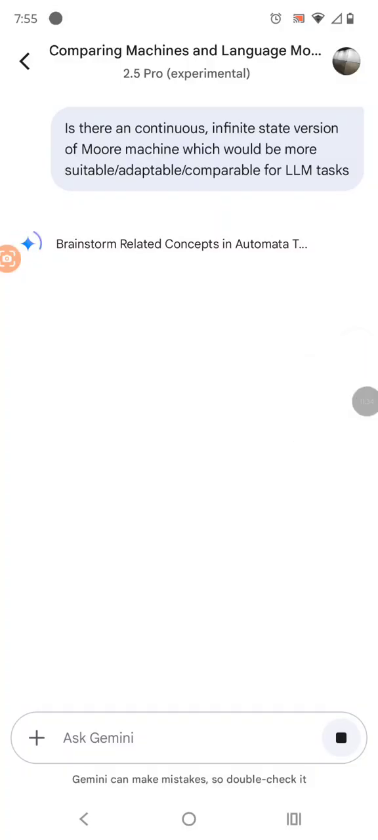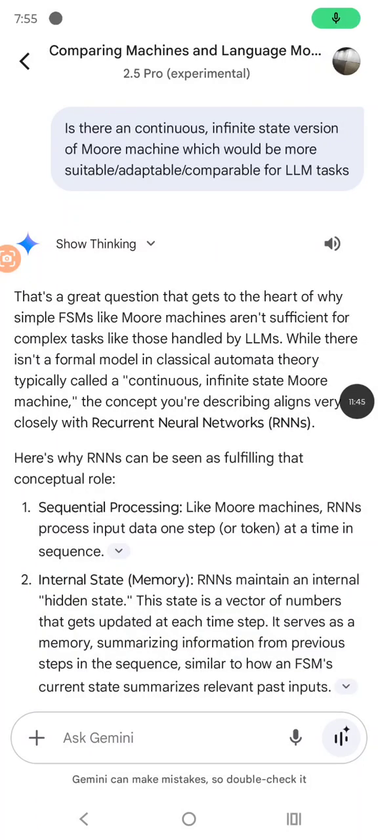Come on, Gemini. Are you biased for LLMs? So there we have it. We are reaching RNN. That's a great question. So the question is, is there a continuous infinite state version of Moore machine which would be more suitable, adaptable, comparable for LLM tasks? Let's hear the answer.